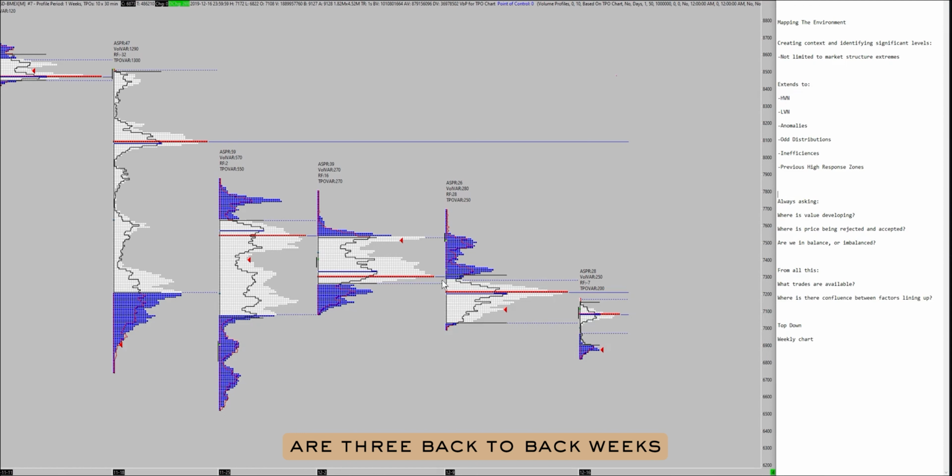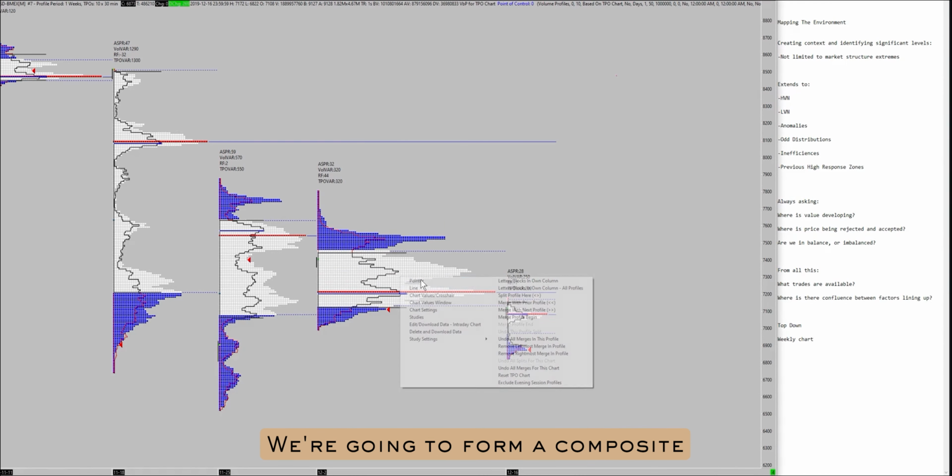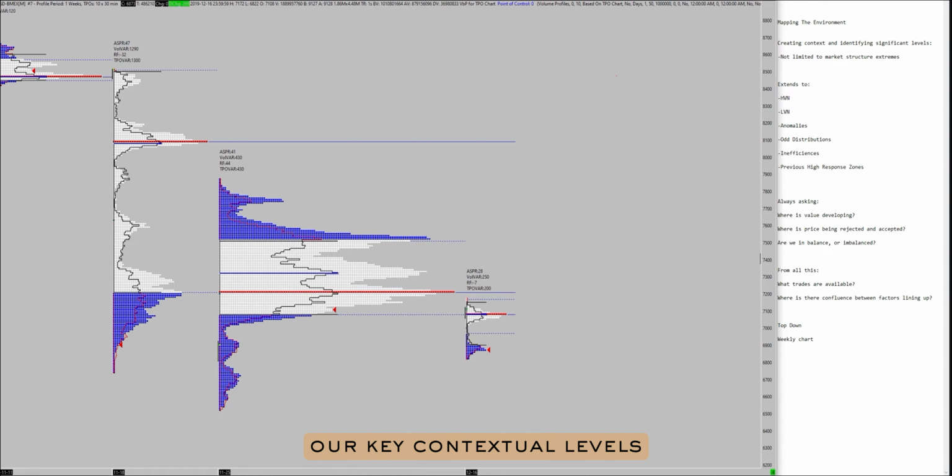And what we have are 3 back-to-back weeks where we are in relative balance within value. So we're going to take a look at this the way that we normally would. We're going to form a composite and identify our key contextual levels from this composite first.